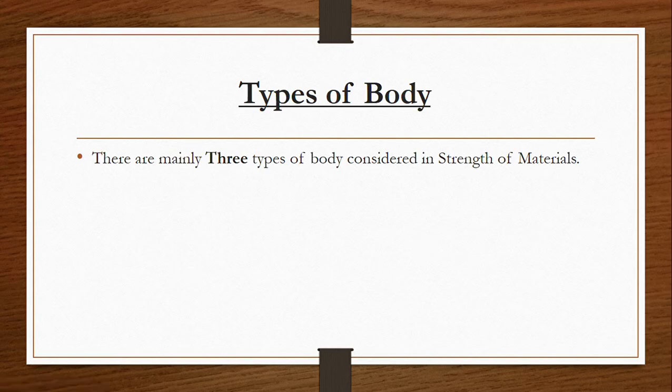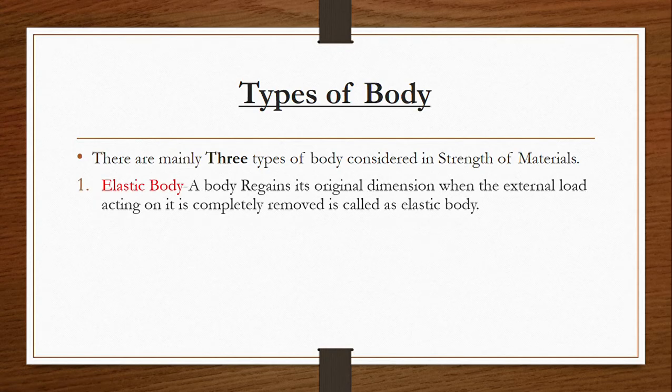So which kind of body are we going to study? There are mainly three. The first is the elastic body. A body that regains its original dimension when the external load acting on it is completely removed is called an elastic body. You can keep in mind an elastic rubber: as we stretch it, it will deform, and as we remove the load, it gets its original size. So it is an elastic body.